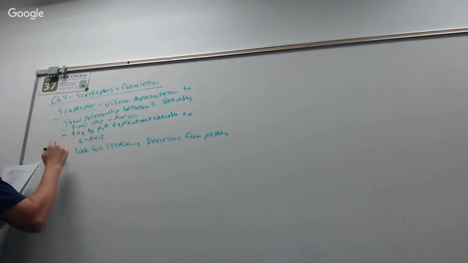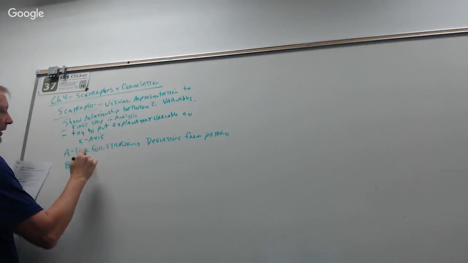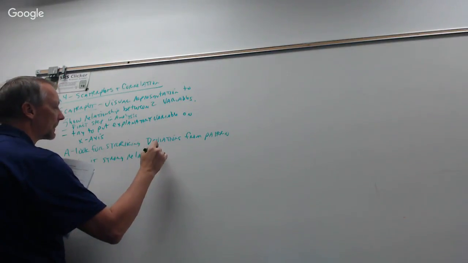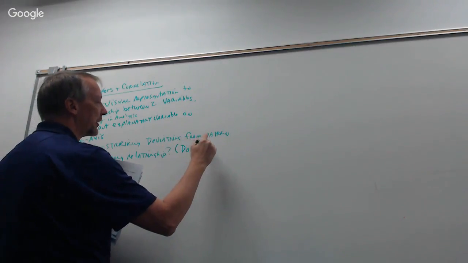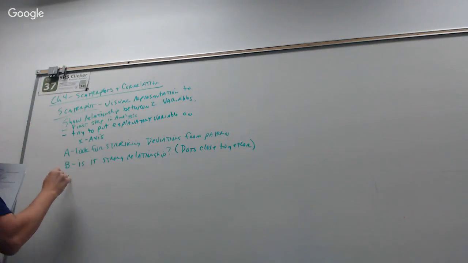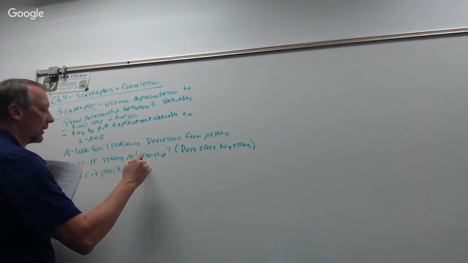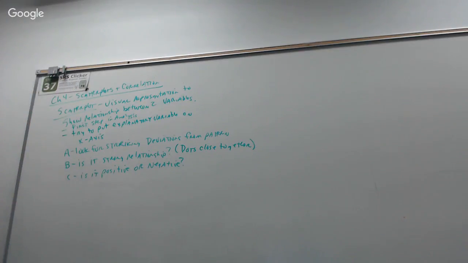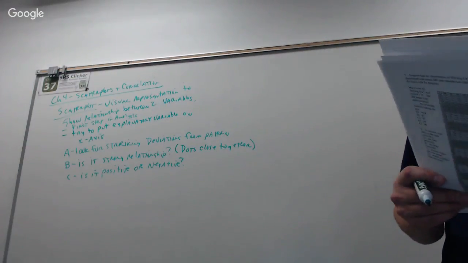We're also going to, here, I'll call that A. B, we're going to say, is it a strong relationship? Okay, meaning are the dots close together? And C, is it positive or negative? Okay? All right, so let me just draw a little bit of a scatter plot here for you.